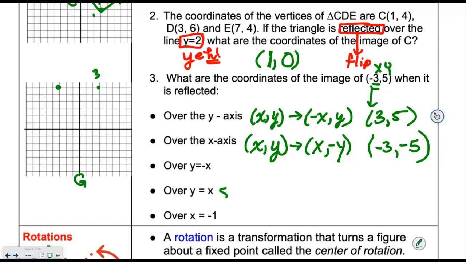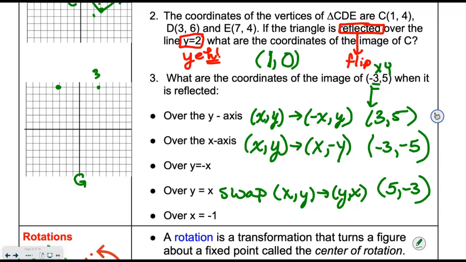Over the line y equals x, we said you just swap out the x and the y. So our rule actually says (x, y) goes to (y, x). Well, then I'll just reverse it: 5, -3.